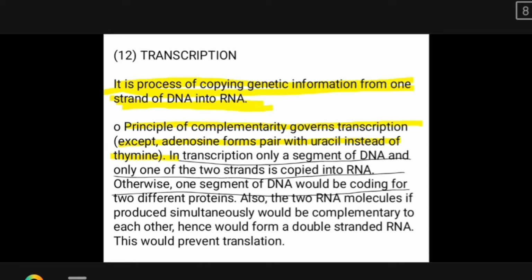Otherwise, one segment of DNA would be coding for two different proteins, and also two RNA molecules, if produced simultaneously, would be complementary to each other, and hence they would form a double-stranded RNA, which would prevent translation, that is, formation of proteins from the RNA. Translation requires single-stranded RNA. If two different RNAs were produced, they would be complementary to each other and form a double-stranded RNA. This would prevent the translation. So we'll go to the next slide now.